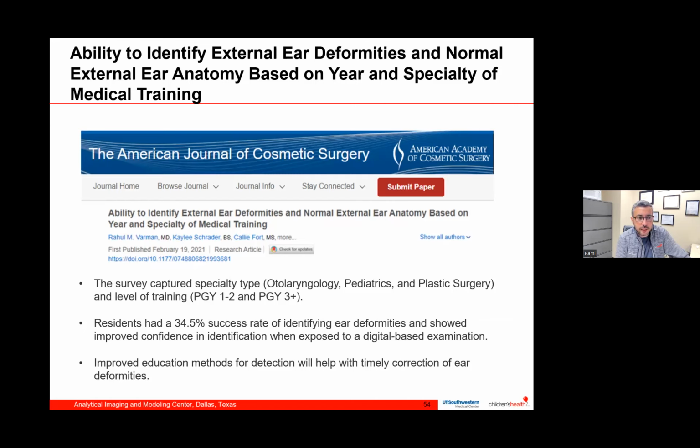There was a study in the American Journal of Cosmetic Surgery where they had residents from 3 different departments, including plastic surgery, look at ear deformity. And on average, from all these departments, there was only a 34% success rate in identifying ear deformity. So even trained physicians in plastic surgery and pediatrics are not very keen to identify ear abnormalities. There was only 34% success. And if the pediatricians are not keen in identifying these abnormalities, then the kids will miss their window to get non-invasive treatment.